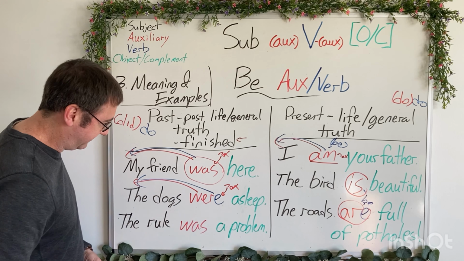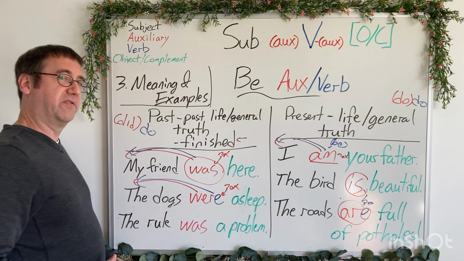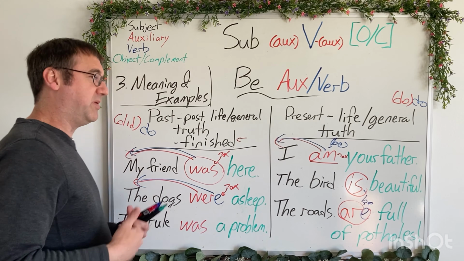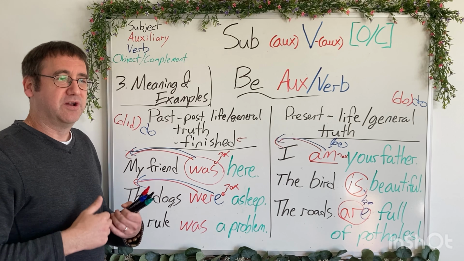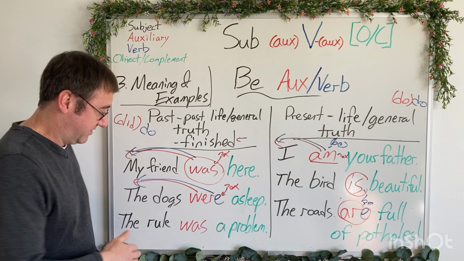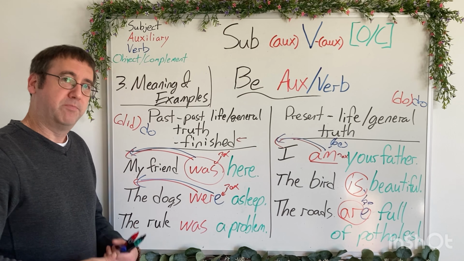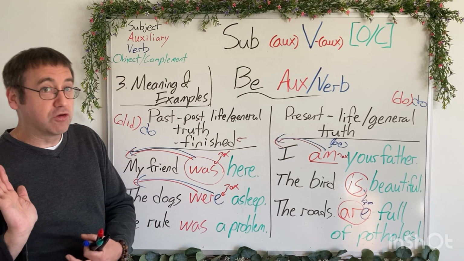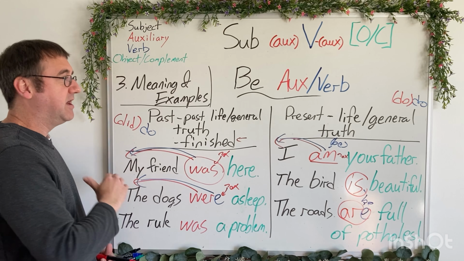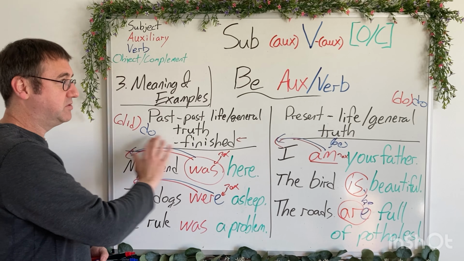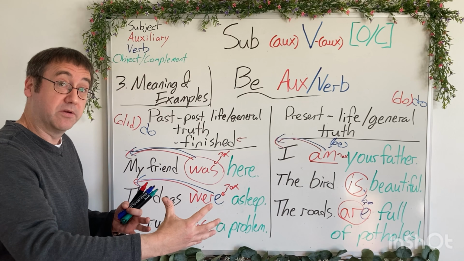And then another last example, the rule was a problem. And so you could be talking about an old rule, maybe from your teacher or from your work, and you can say the rule was a problem, but we changed it, right? So it's the truth about that in the past. And so when you look at meaning, it's very similar to did do and do. They kind of go together, okay?